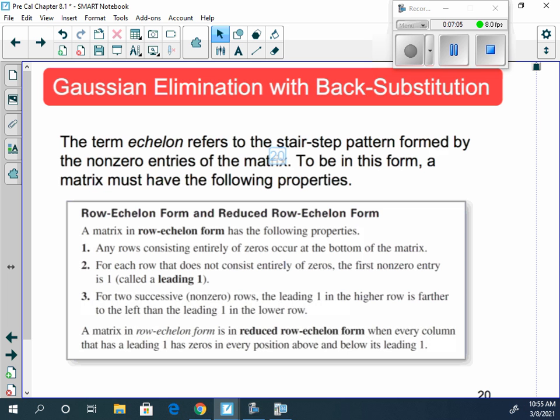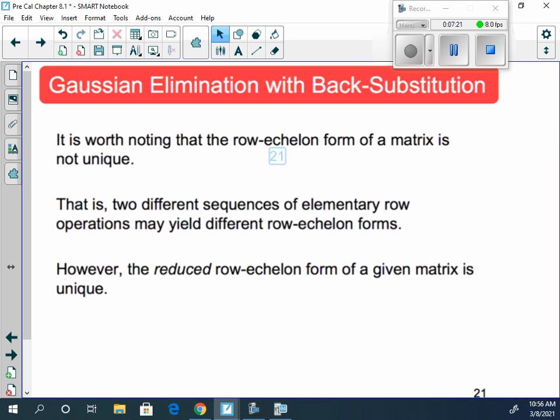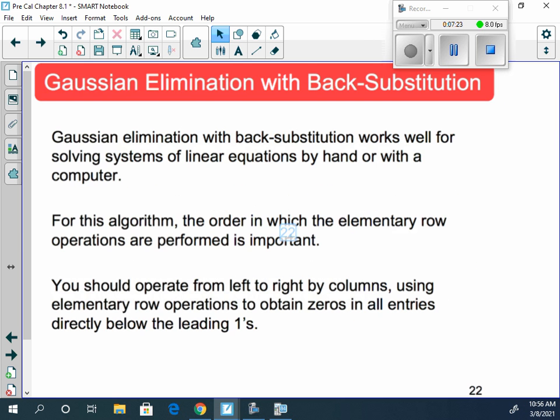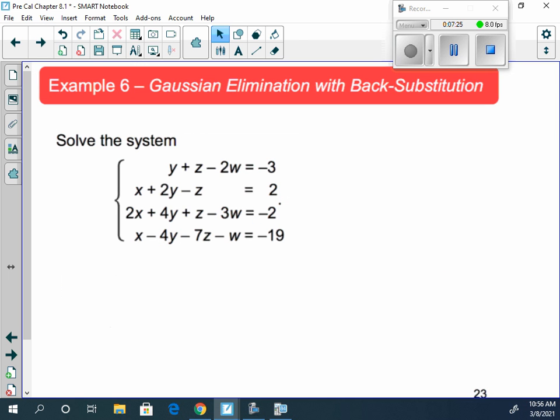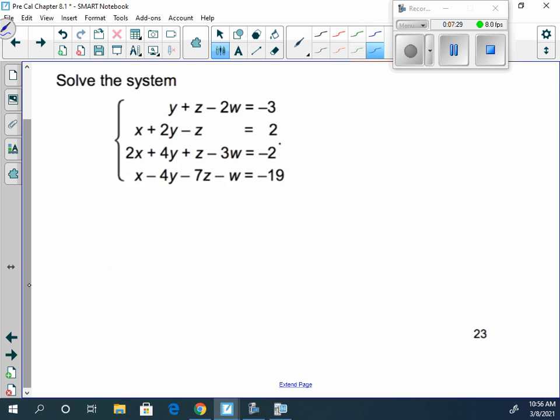Gaussian elimination with back substitution. Now, what they're going to talk about doing and what they're going to show is using these row manipulations that we just looked at, adding them together, multiplying by these non-zero constants, and then multiplying and adding them together, using those to solve. However, back and forth. So we have this here. Now, what we would do to solve this is write it in an augmented matrix.